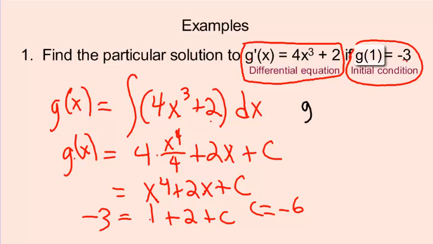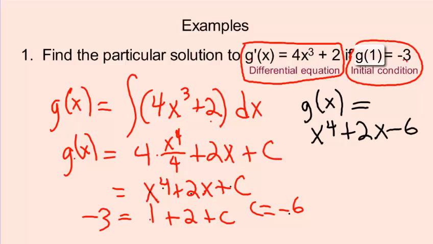So g of x, as my final answer, would equal x to the 4th plus 2x. And instead of plus c, I'm going to put minus 6. That, with a specific value of c filled in, is my particular solution.